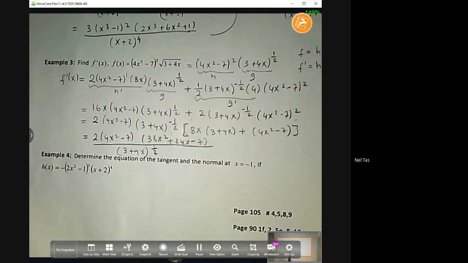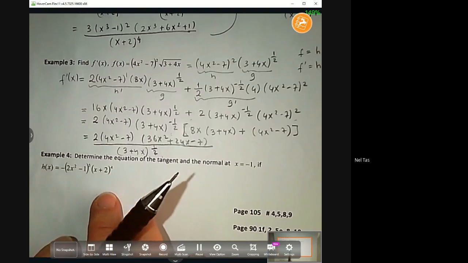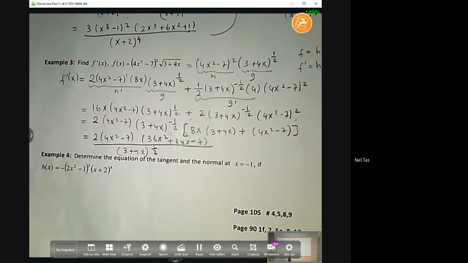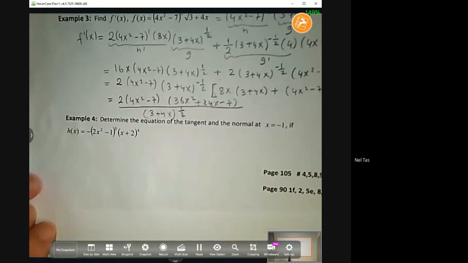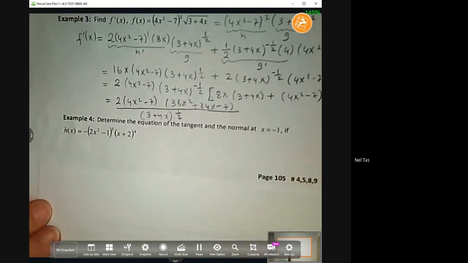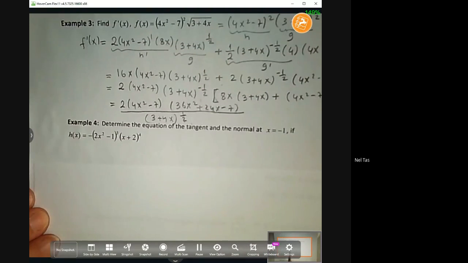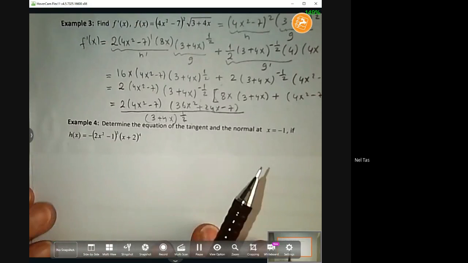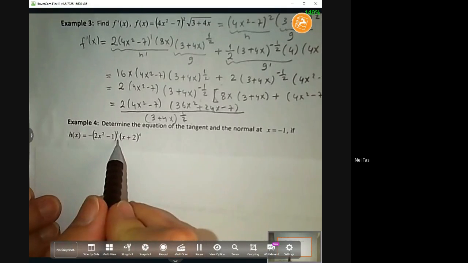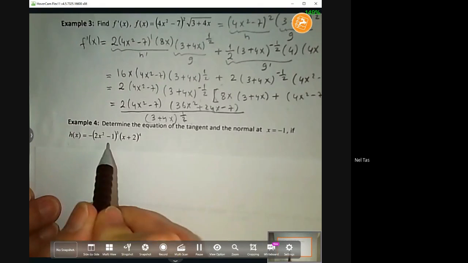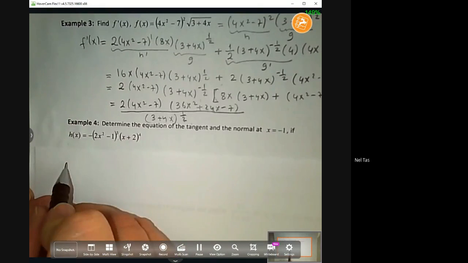Okay, next one. It says, determine the equation of the tangent and the normal at x equals negative 1, and h of x is given. So to be able to get the equation of the tangent, we need the slope of the tangent. To get the slope of the tangent, we need to take the derivative of the h function. So again, we see the product of two functions here. So we will use the product rule.